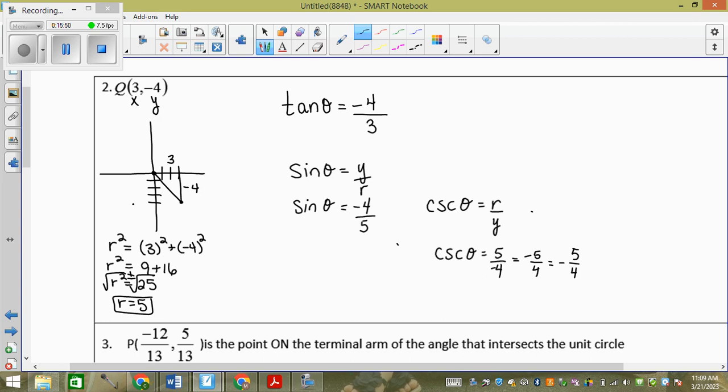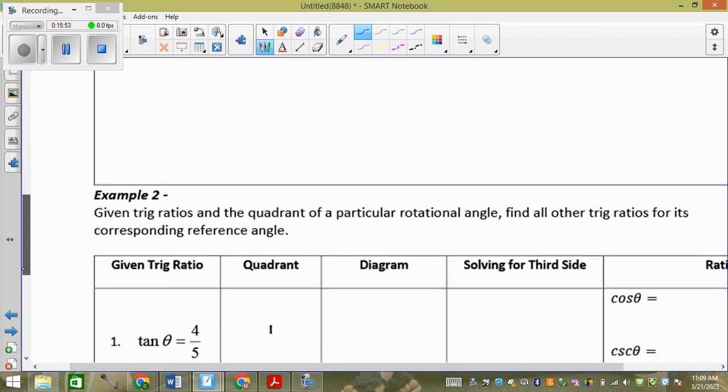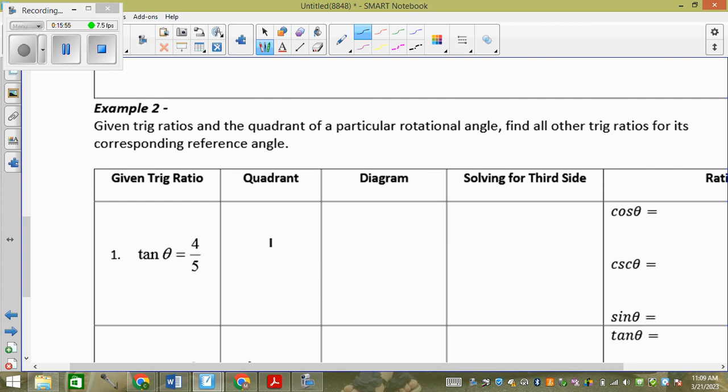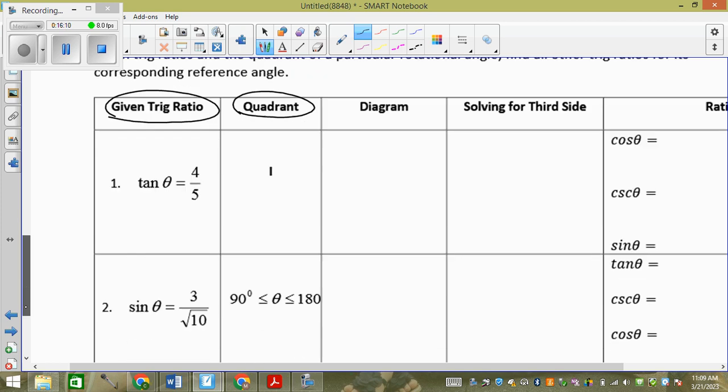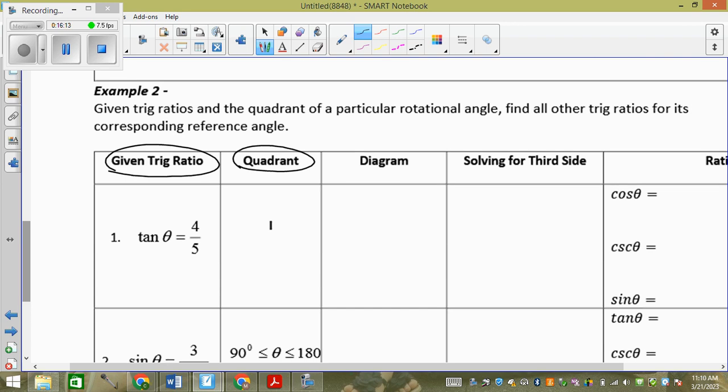Now, this is another one that pops up a lot. Scrolling past that one, we're going to this one. They give you a trig ratio. They give you a quadrant. They make you find a trig ratio. They might give you a quadrant, or they might give you a restricted domain, like that. But they give you a trig ratio and a quadrant. People who draw a diagram, 98% of them get this right. People who do not draw a diagram, it's 50-50.